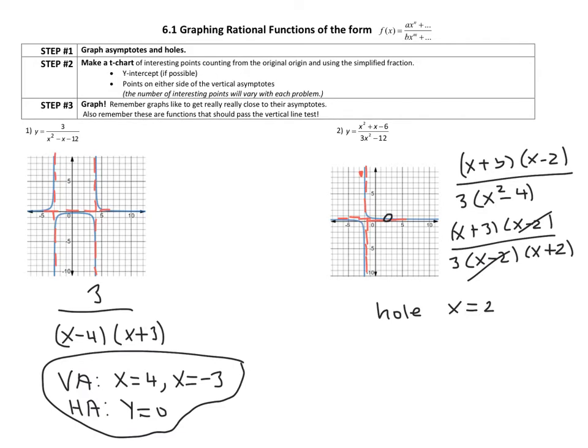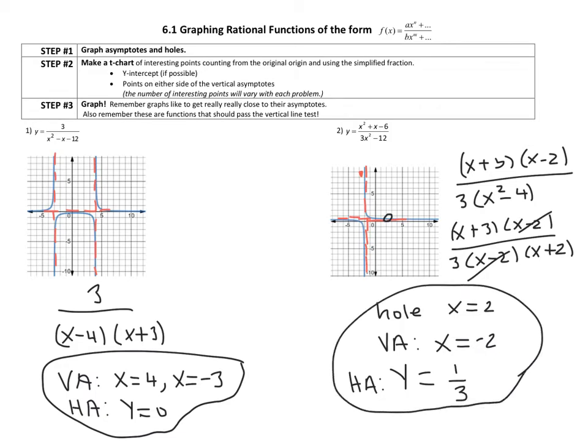And then there is a vertical asymptote at x equals negative 2, when you equate x plus 2 to 0 and solve it. And then what about the horizontal asymptote? We get that by looking at the degree. The degree is the same, so it's going to be the ratio of the coefficients of x squared, which is 1 over 3. And then you get points and you do the graphing.